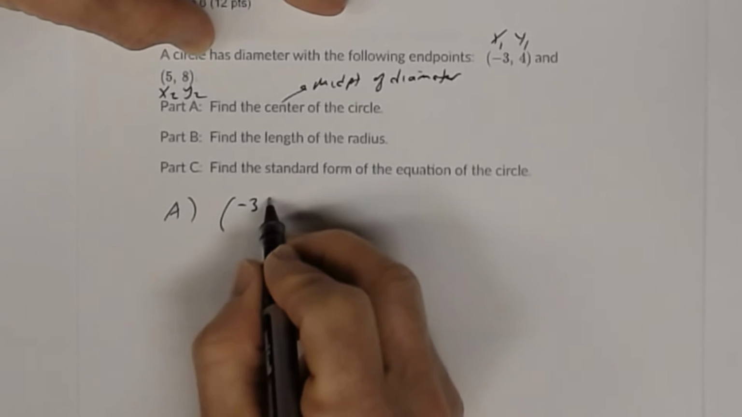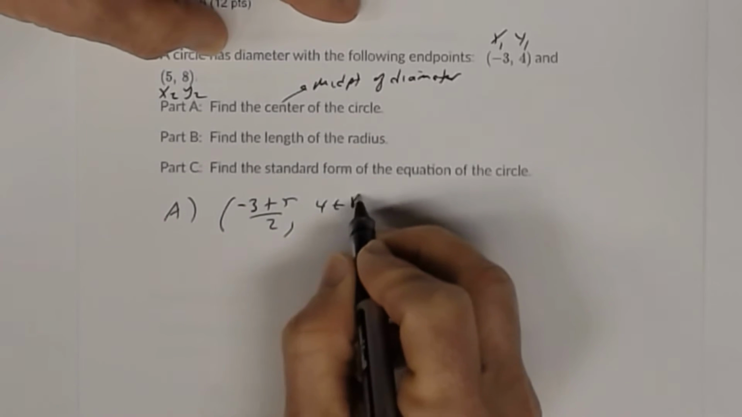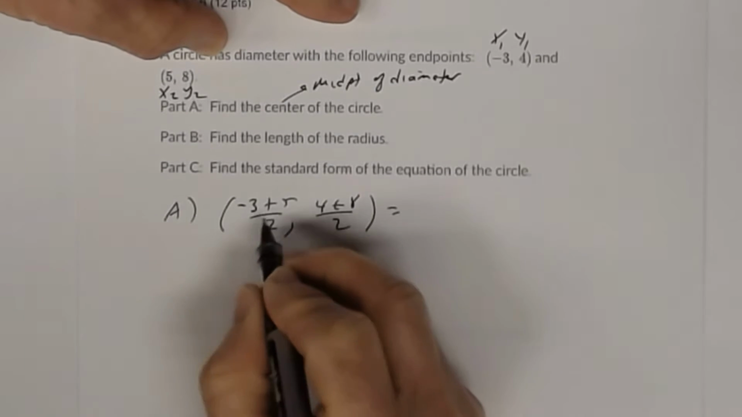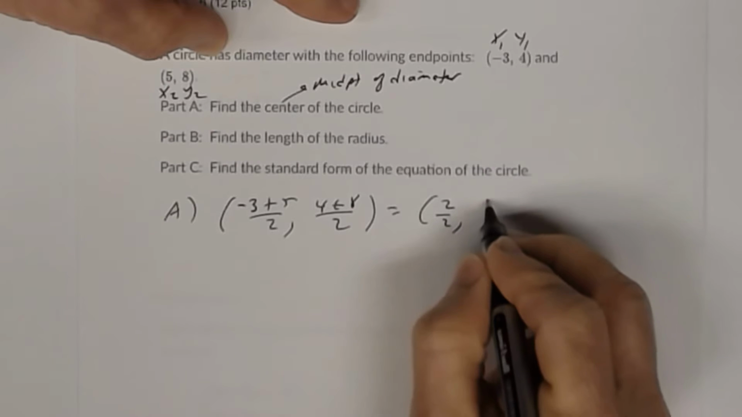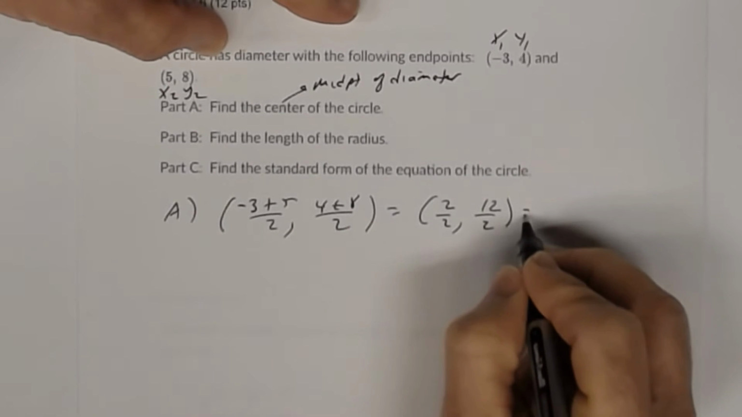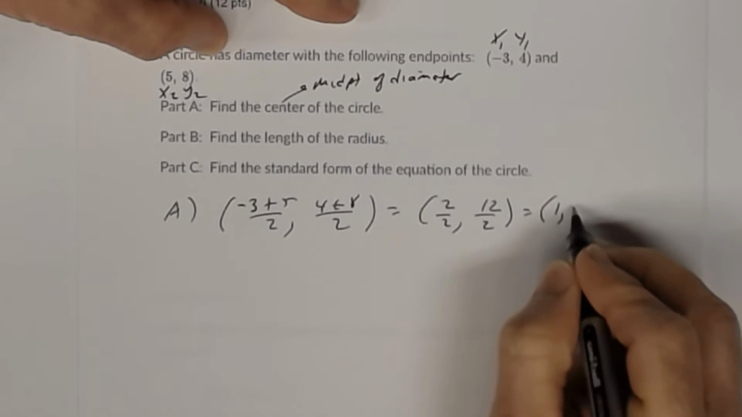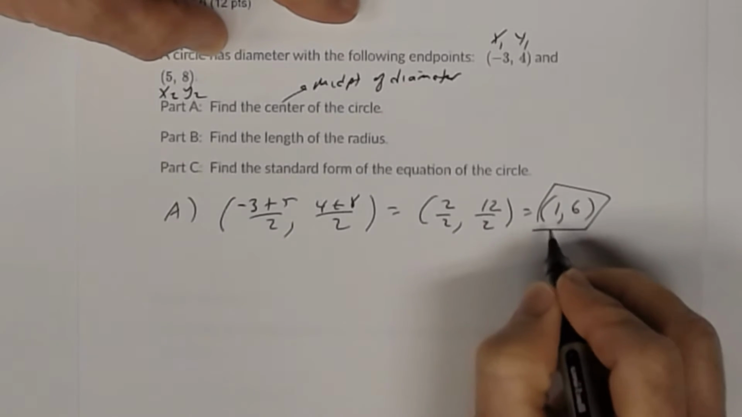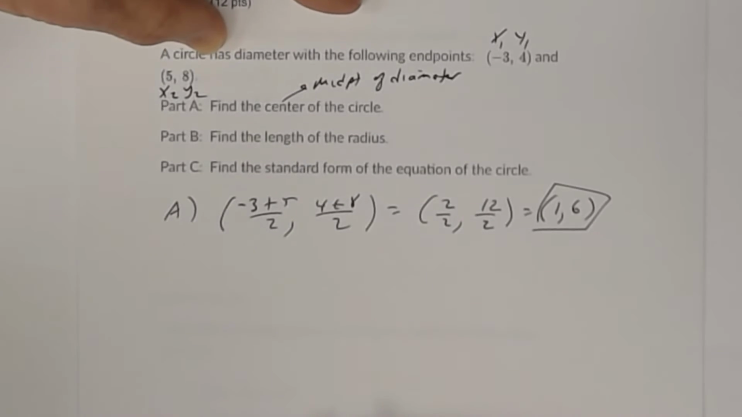So you're going to say negative 3 plus 5 divided by 2, comma, and then 4 plus 8 divided by 2. Negative 3 plus 5 is 2, so you get 2 divided by 2. 4 plus 8 is 12, so you get 12 divided by 2. And so reducing this, 2 divided by 2 is 1, 12 divided by 2 is 6. So you have to say (1, 6), not this, because you've got to reduce. You know how to reduce.